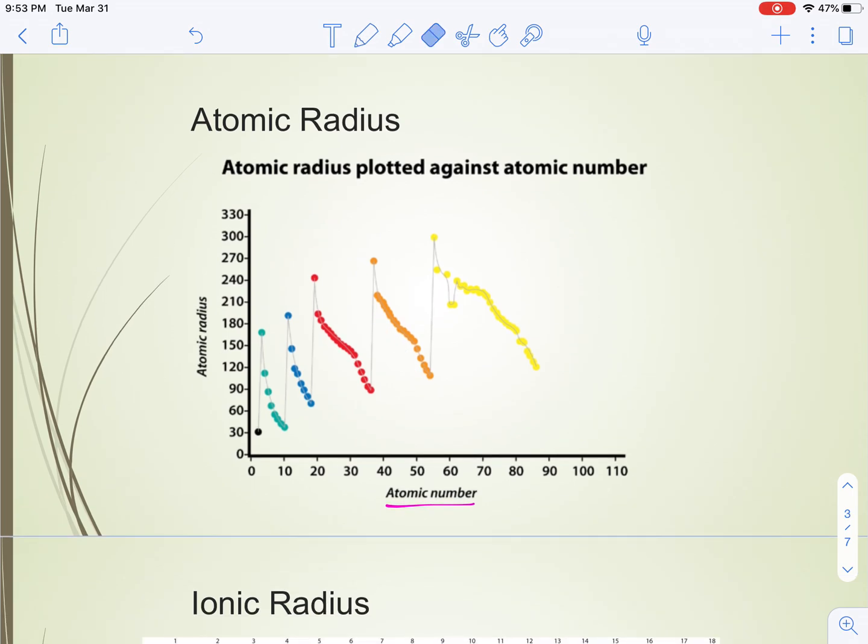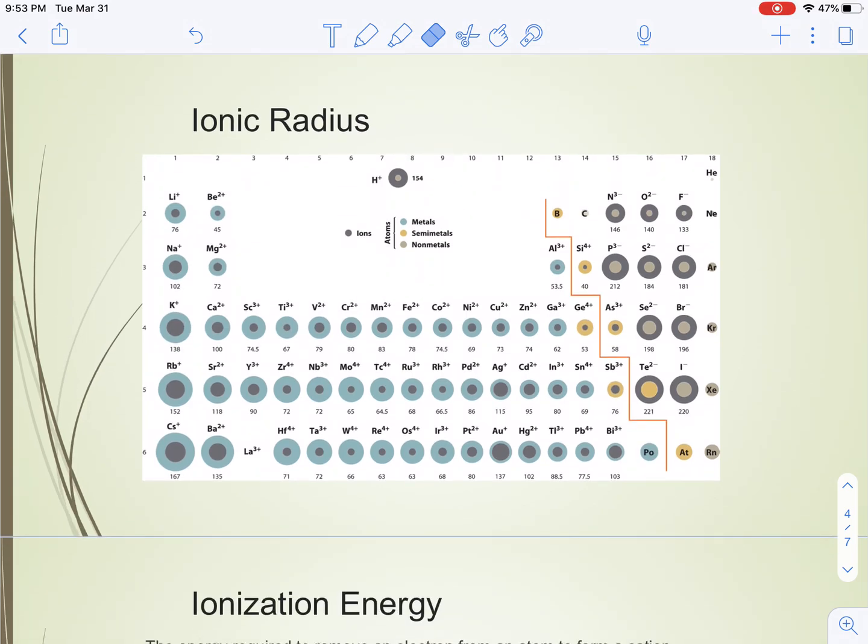So the next trend we're going to look at is ionic radius. This is the radius of the atoms, but after they form an ion. And so this actually changes a little bit as you go left to right across the periodic table. So first off, again, as you go from the top down, things get bigger. And that's not all that shocking, right? You're adding energy levels. But look at what happens everywhere on the left of this staircase.